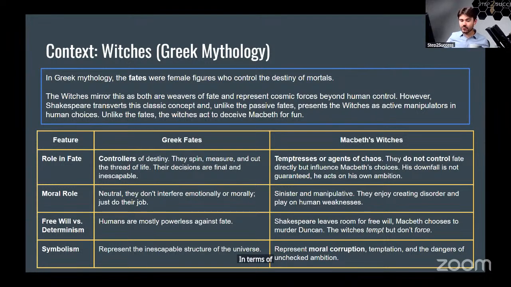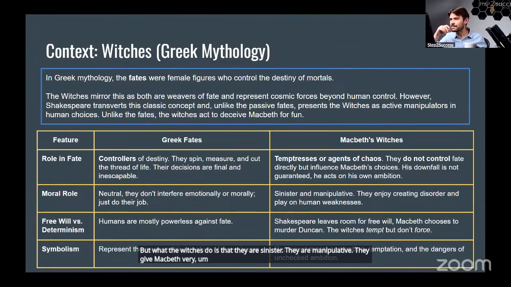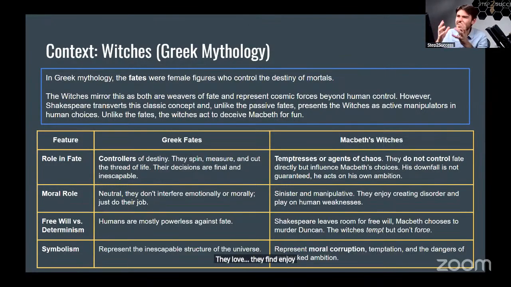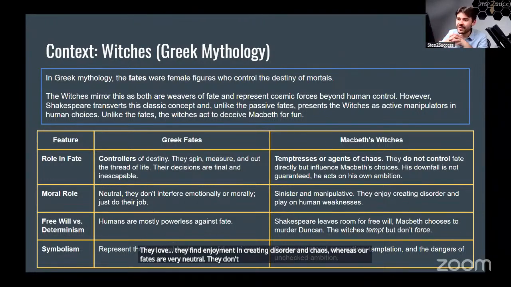In terms of their moral role, the Greek fates are neutral. They don't care about humanity. They don't interfere emotionally or morally. But the witches are sinister. They are manipulative. They give Macbeth very ambiguous prophecies. They show him apparitions of floating heads, and they get him to think about doing certain evil acts. They find enjoyment in creating disorder and chaos, whereas our fates are very neutral. They don't really enjoy tempting fate.